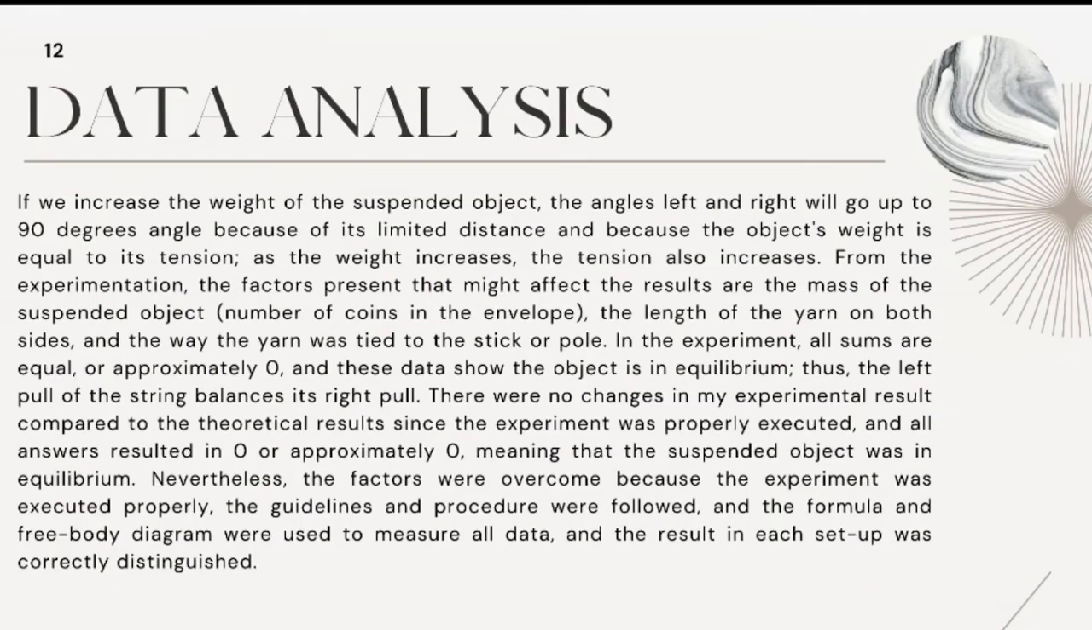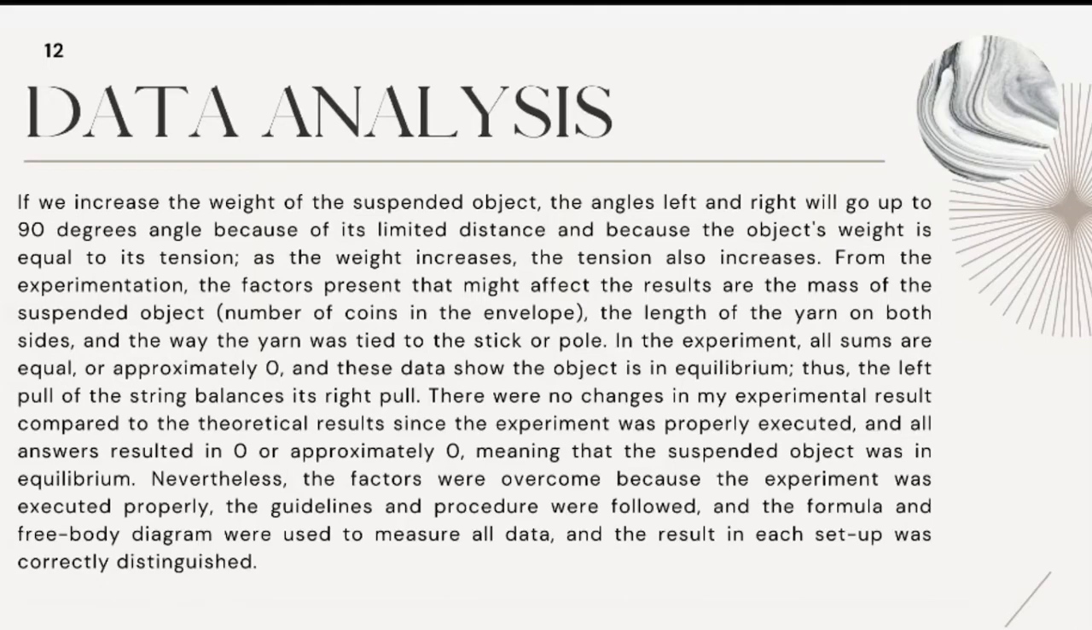If we increase the weight of the suspended object, the angles left and right will go up to 90 degrees because of its limited distance and because the object's weight is equal to its tension. As the weight increases, the tension also increases. From the experimentation, the factors present that may affect the results are the mass of the suspended object, meaning the number of coins in the envelope, the length of the yarn on both sides, and the way the yarn was tied to the stick or pole.